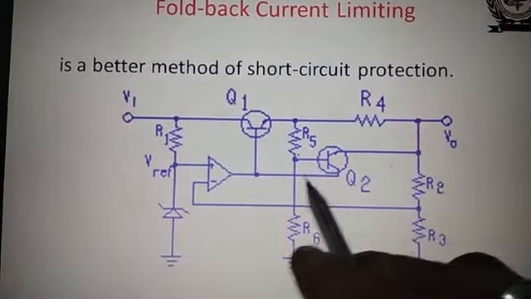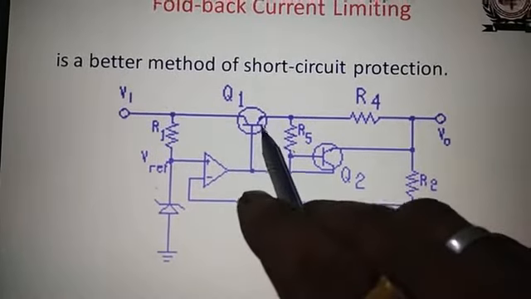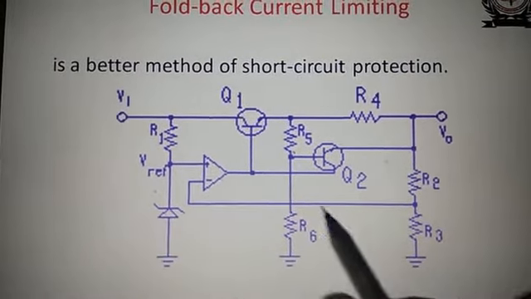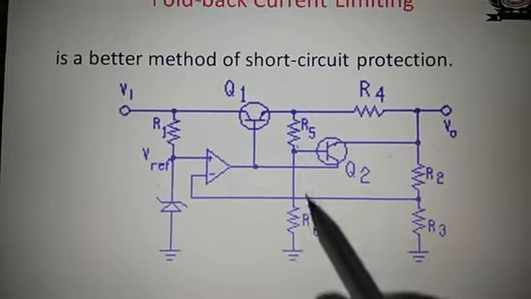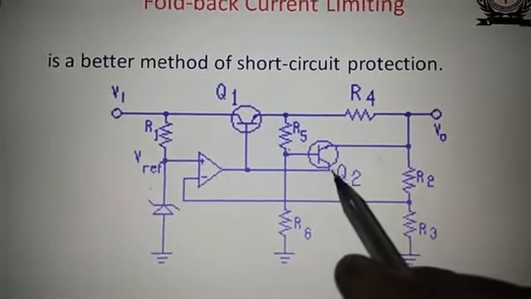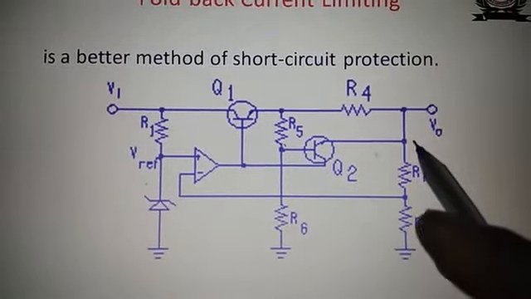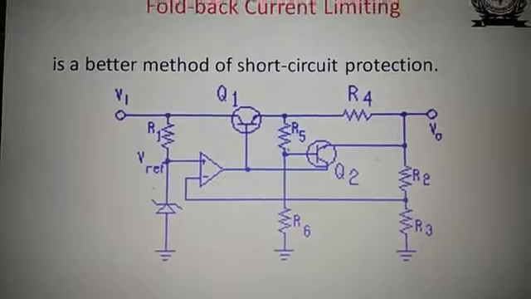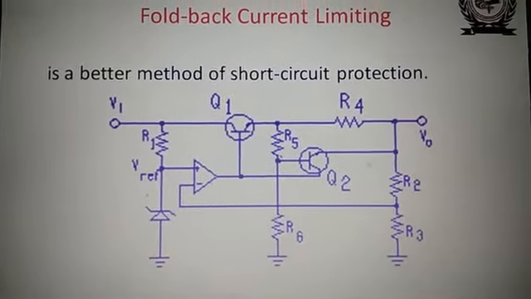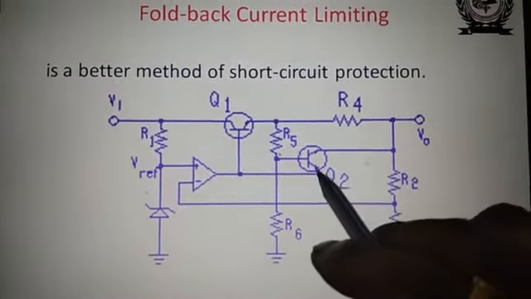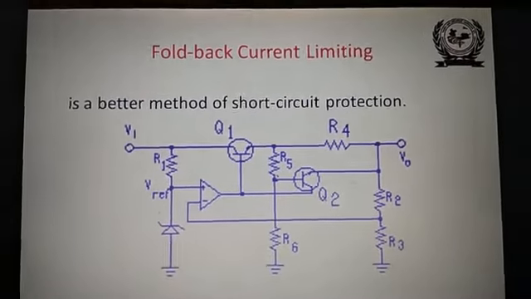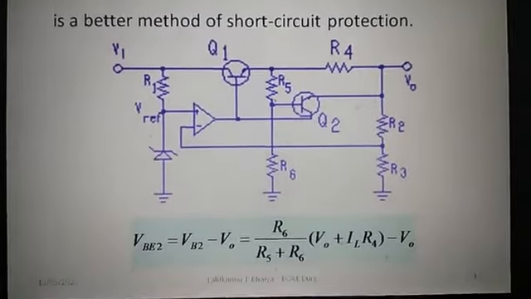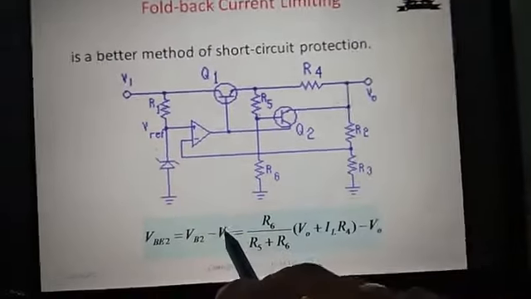Here you can see the same circuit is there. This is a series pass element. This is the error amplifier. This is the Zener diode as a reference. This is a voltage divider here, and this is also a voltage divider. But the emitter is connected to the output, and the collector output is connected to the operational amplifier. This is a method of short circuit protection. This is called fold back protection. So these protections are used in the regulator to avoid any short circuit or over voltage.